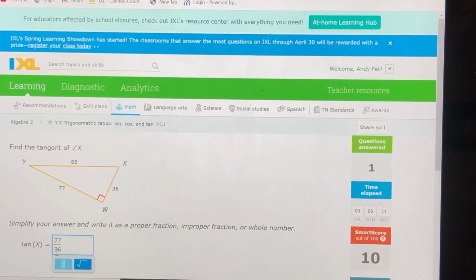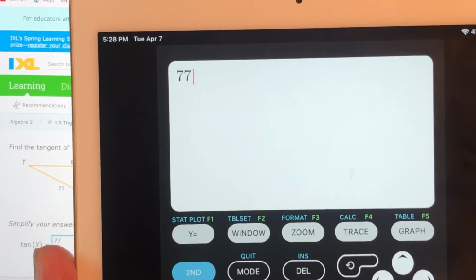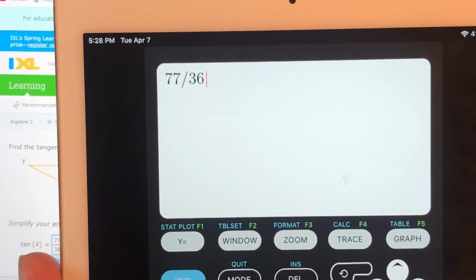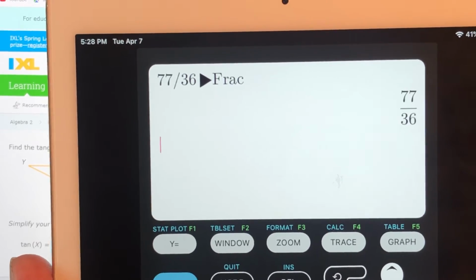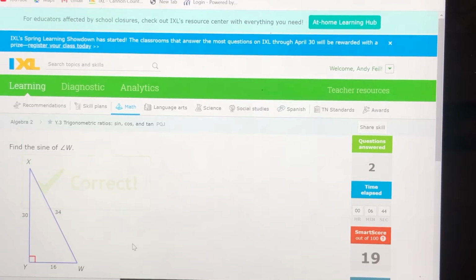Now, one thing you want to be careful of is it says to write your answer as a proper fraction, an improper fraction, or a whole number. You might want to check to see if 77 over 36 reduces. So if you want, you can take out your calculator and type in 77 over 36 and see if it reduces. It does not. So 77 over 36 is going to be our answer.